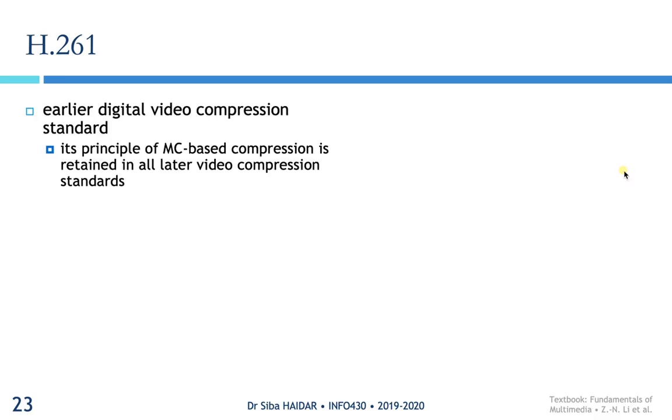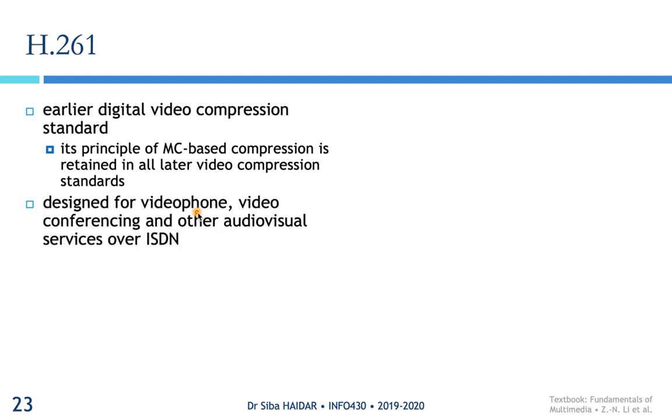What is this? This is an early digital video compression standard. Its principle of motion compensation based compression is retained in all later video compression standards. So this is the standard that introduced the motion compensation we just explained at the beginning of this chapter. With motion compensation, we take advantage of the temporal redundancy in the video frames.